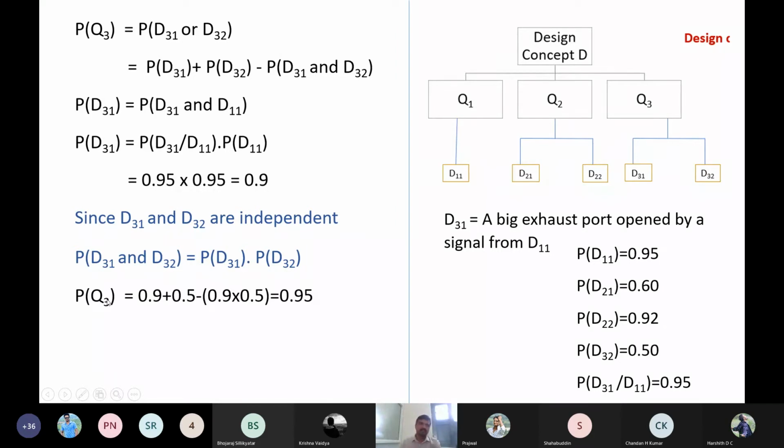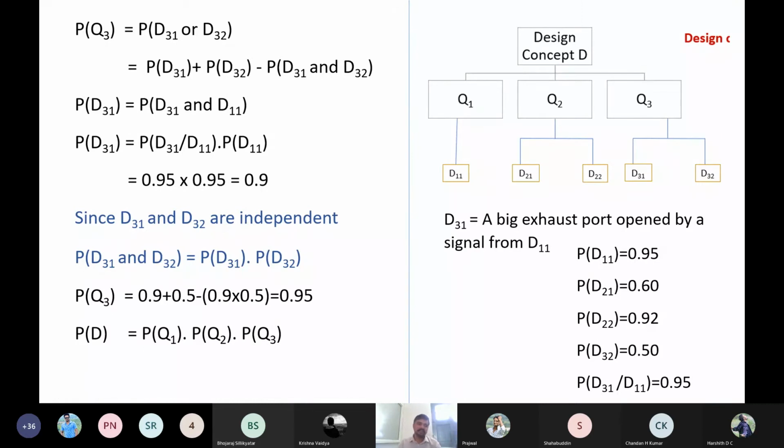Next, P of Q3 will be equal to this relation. You can substitute the values. You know P of D31 is 0.9, then P of D32 is 0.5. Substitute the values, and you will get this answer.